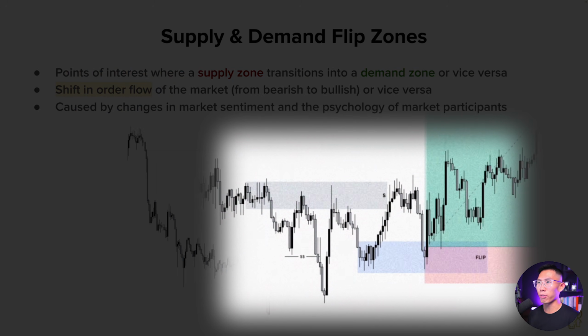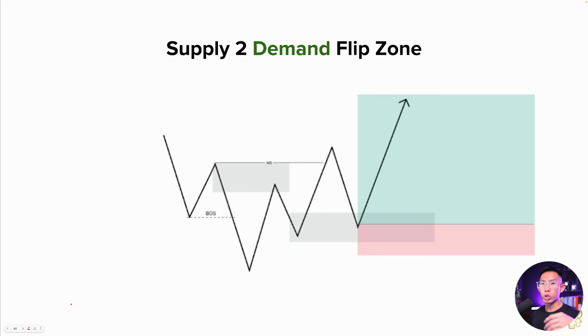So these supply and demand flip zones tell us that price is going to reverse right now from a downtrend to an uptrend or uptrend to a downtrend. There are basically two types of flip zones. The first one is your supply to demand flip zone.